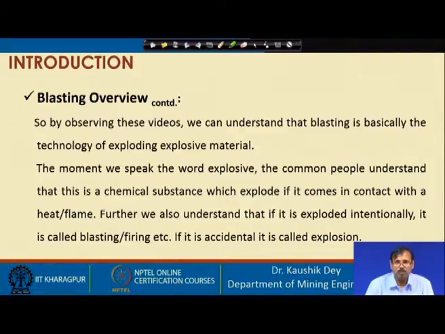So, because of this enormous storage of energy, explosive is so dangerous. That is why explosive handling must be very careful, and explosive must be taken care of by an authorized person who knows the details of the explosive.